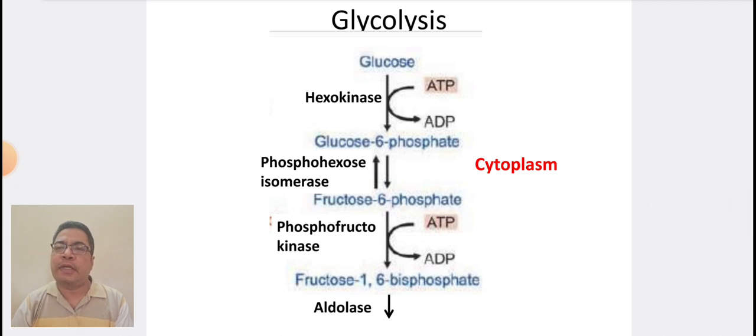In this diagram, we can see the glycolysis. Glucose is converted to glucose 6-phosphate in the presence of enzyme hexokinase and conversion of ATP to ADP. Then glucose 6-phosphate is converted to fructose 6-phosphate by the enzyme phosphohexose isomerase. Then fructose 6-phosphate is converted into fructose 1,6-bisphosphate in the presence of enzyme phosphofructokinase and ATP to ADP.